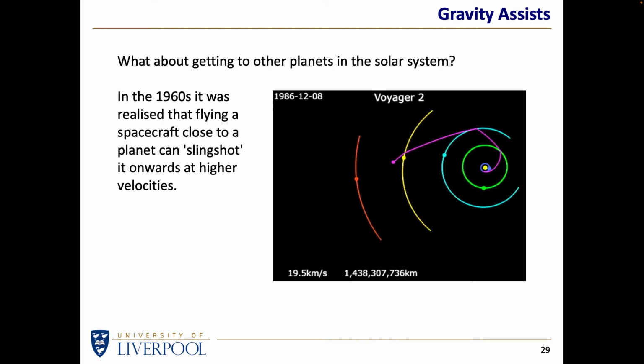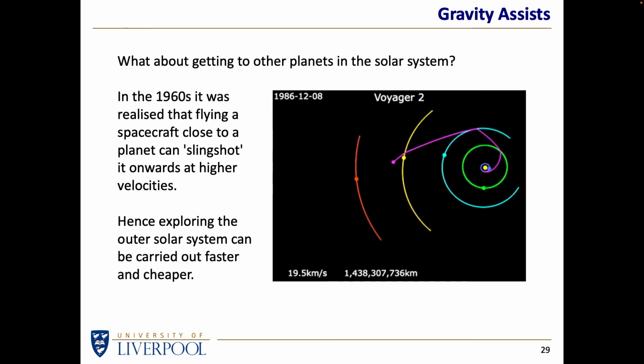In the 1960s, it was realized that if you want to fly to the outer part of the solar system, it's a good idea to slingshot past other objects. In other words, get a so-called gravity assist from other planets as you go towards the outer solar system. And it was realized in the 1960s that there would be a fortuitous alignment of planets in the 1970s that would allow exploration of these outer planets.